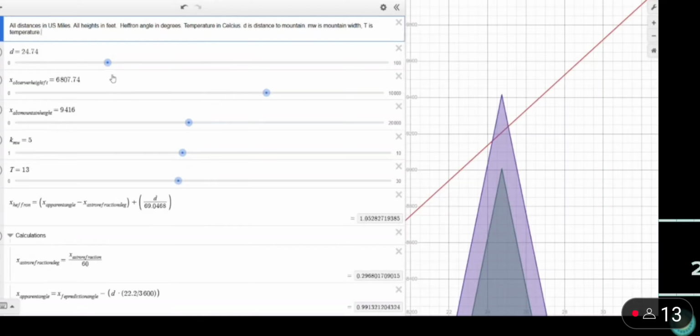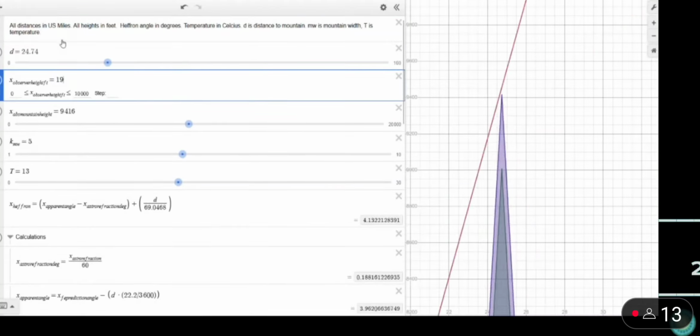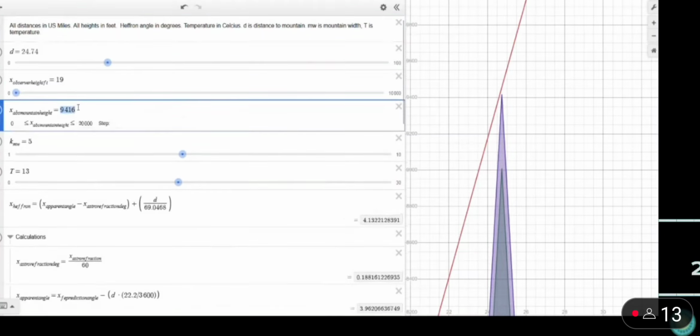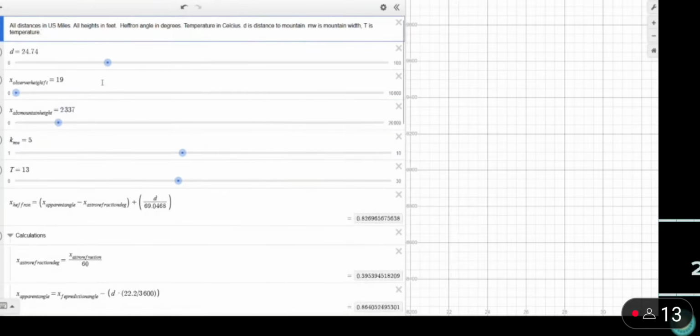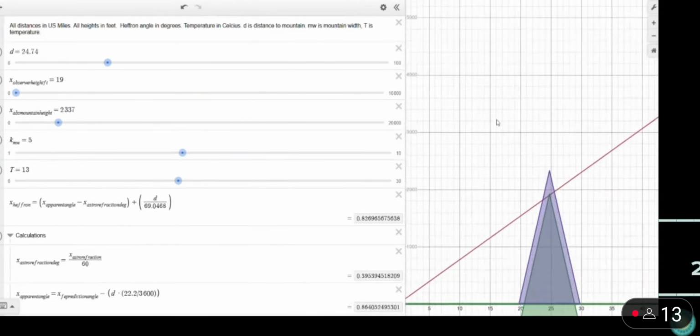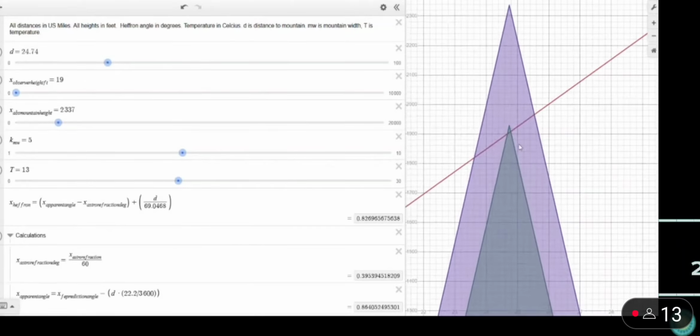Okay. All right, and observer height. Okay, you got 19 feet for observer height. Okay, oh, you haven't. Okay, there you go. And 2,337 feet for the mountain height. The temperature slider's handy, isn't it?